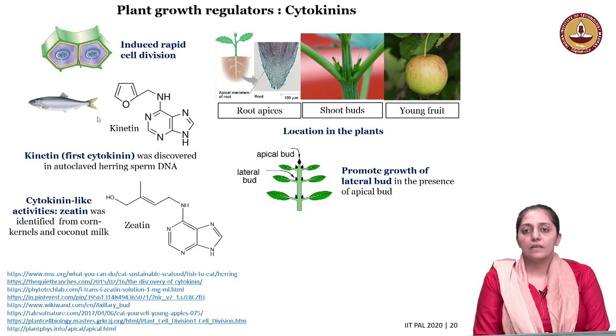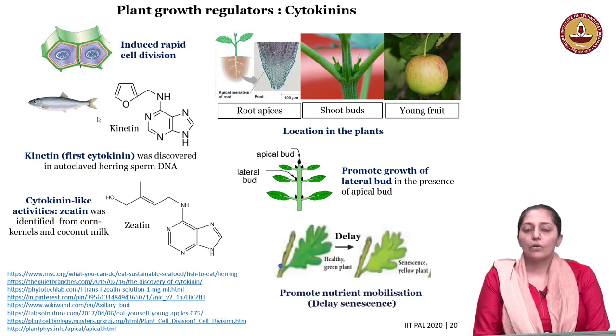Contrary to auxins, cytokinins promote lateral growth. So, they will promote the growth of lateral buds, and therefore, they will suppress the apical bud dominance, and they also delay senescence by promoting nutrient mobilization.